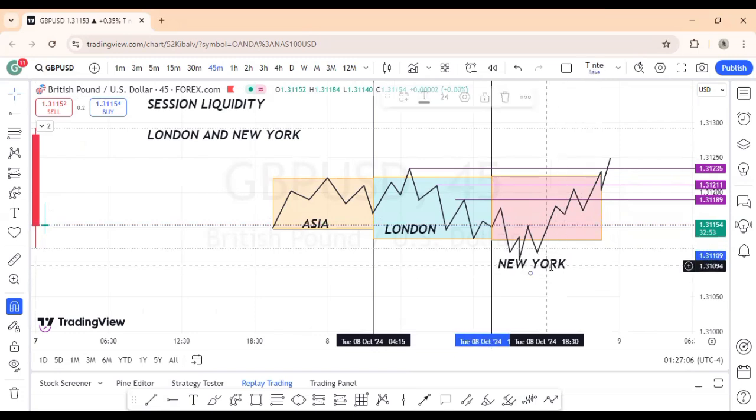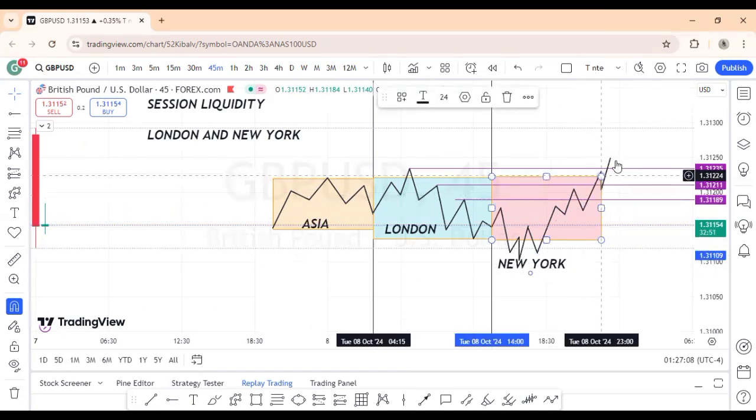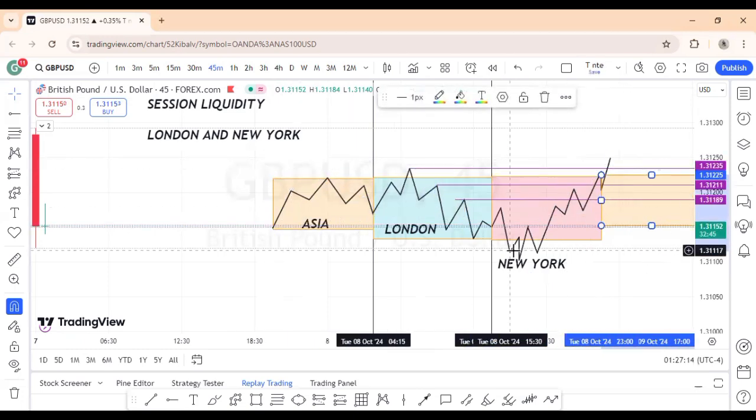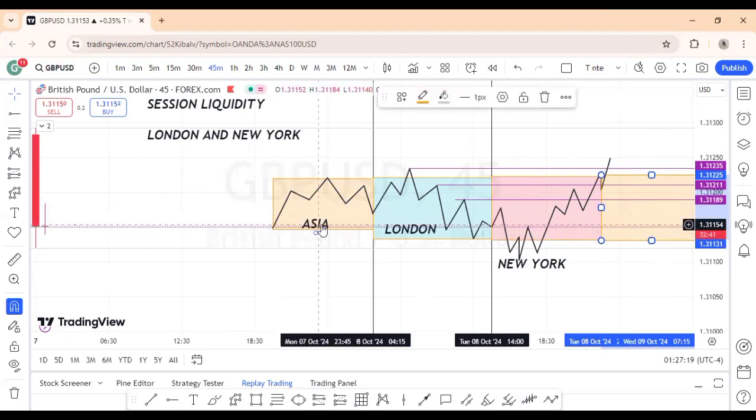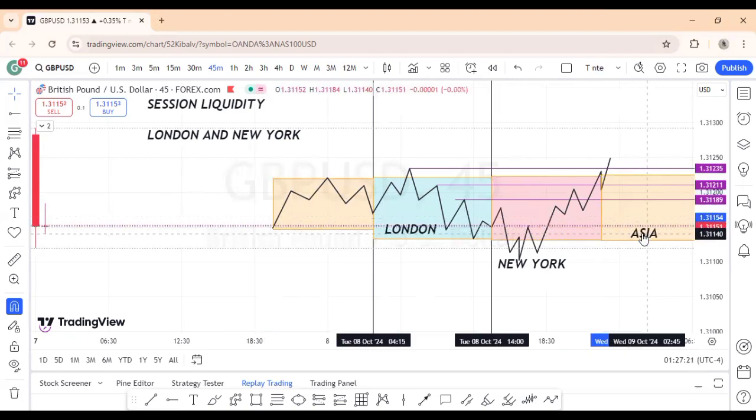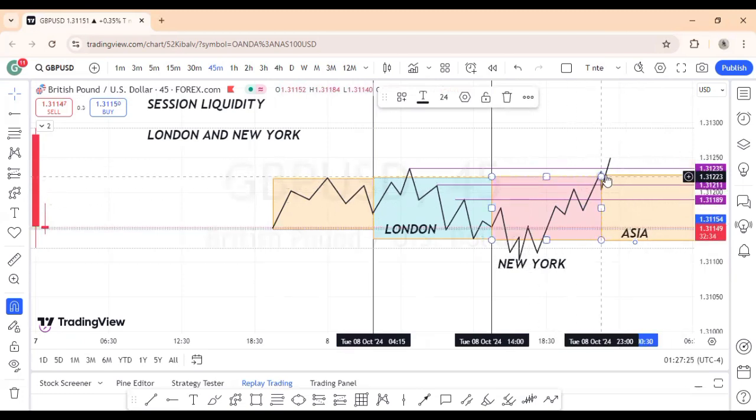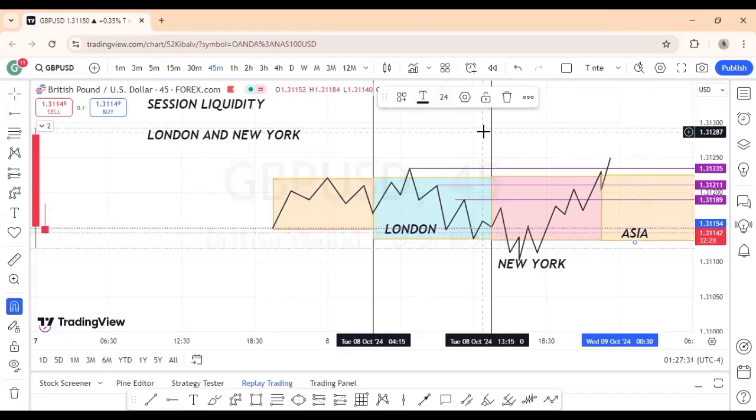If you trade Asia, that means you'll be using the low and high of New York, because after New York comes Asia. So you're going to have Asia again somewhere around there. So if you trade Asian session, you're going to wait for price to do this, take out New York liquidity and give you a confirmation to go the opposite direction, right? That's how we use it.